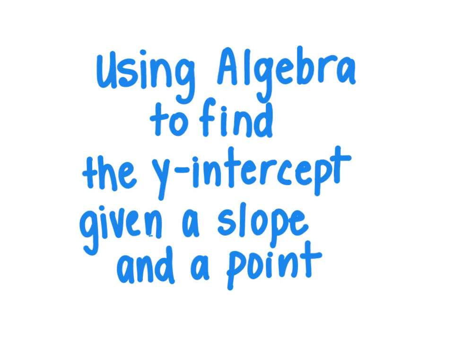Let's look at how we can use algebra to find the y-intercept of a line if we know its slope and a point that the line goes through. We'll look at 3 examples of this process throughout this video. If you feel like you're understanding it after 1 or 2 of the examples, feel free to pause the video and to continue on in the investigation.